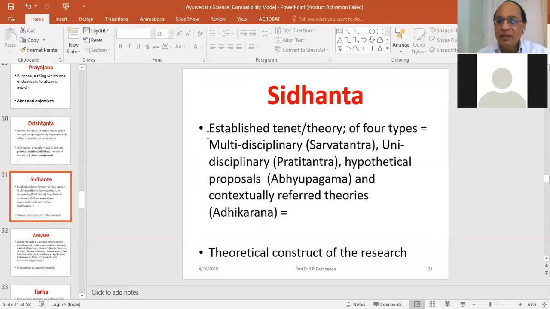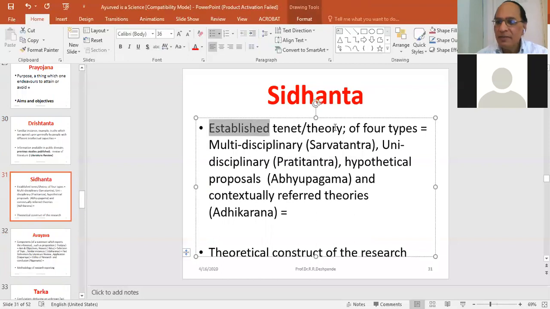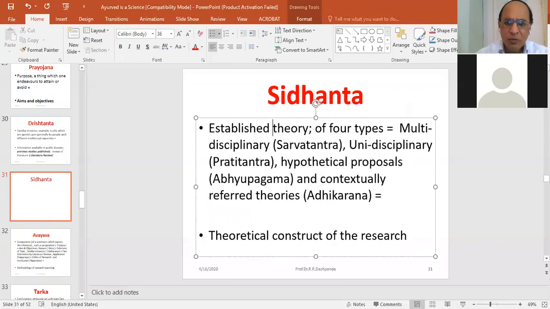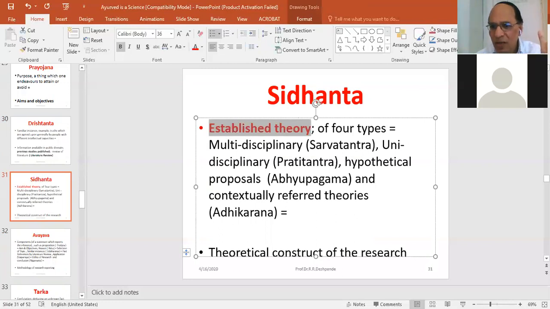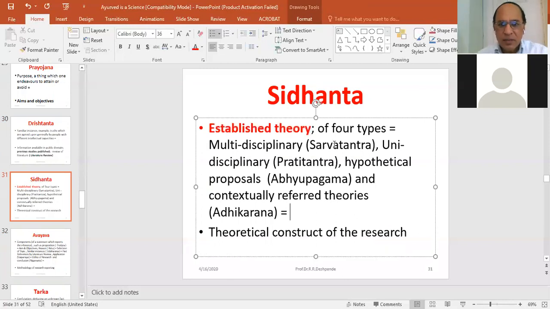Next is the Siddhant. Siddhant is an established theory. I will say established theory. So this is established theory. As you know, Ayurveda is eternal only because of Siddhanta, the Panchabhautik Siddhanta. These established Siddhantas are of 4 types. Can you write down 4 types?